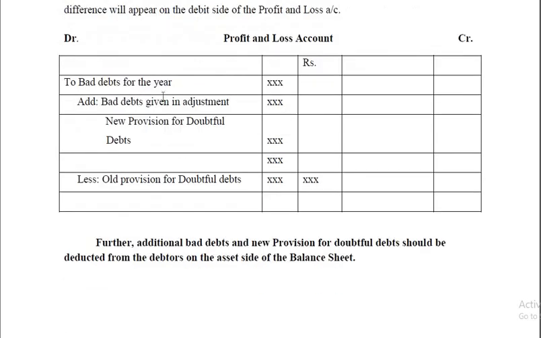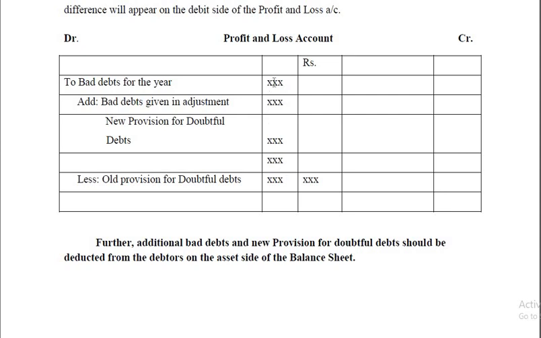To put it in a different way, it is shown like this: bad debts for the year, which is given in the trial balance. Then bad debts given in the adjustment. So we call this together total bad debts. Add new provision for doubtful debts, which is created at a certain percentage on the debtors after deducting bad debts given in the adjustment. So from the total, you have to deduct old provision for doubtful debts.